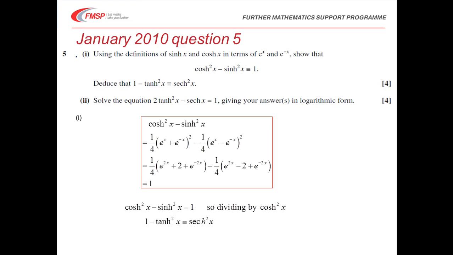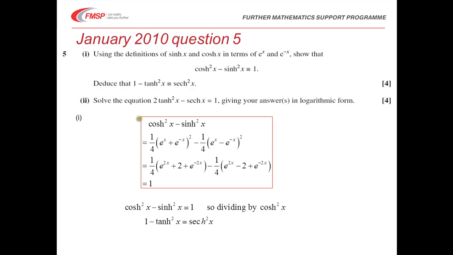The first question, in this first part, is bookwork really. You're asked to prove the identity cosh squared minus sinh squared is equal to 1, and having done that, to deduce that 1 minus tanh squared is equal to sech squared. And then in part 2 you're asked to solve the equation 2 tanh squared minus sech squared equals 1, giving your answer in logarithmic form, and hopefully you realise that once you've done part 1 then you're going to be using this identity to substitute it in here and solve the equation.